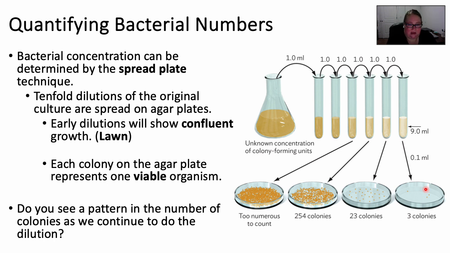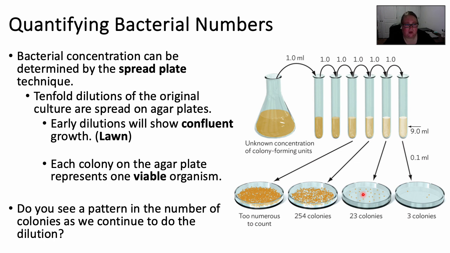Okay, so when we get down to where we have easily counted colonies, we've got to remember these colonies on these agar plates are going to represent one viable organism. What does it mean when I say viable? Viable means that the cell is capable of reproducing, so going through cell division, doing that clonal reproduction to give living cells to make a colony.